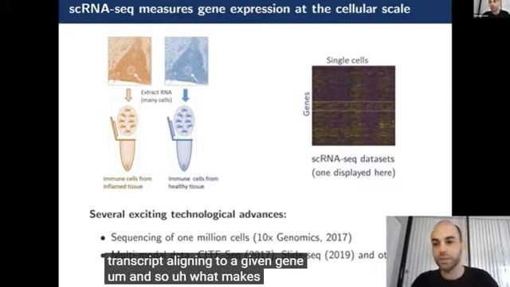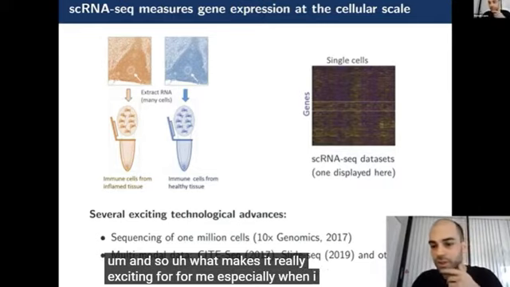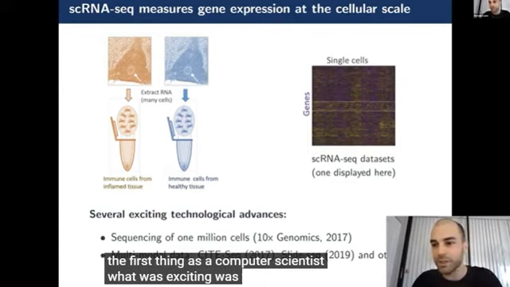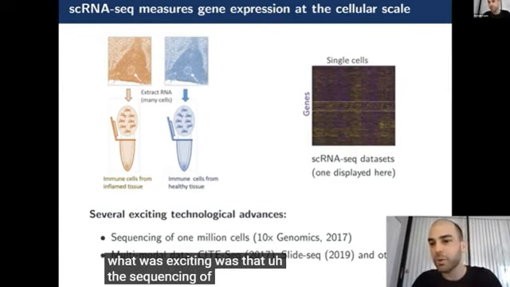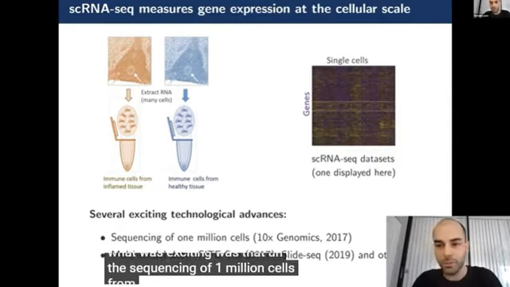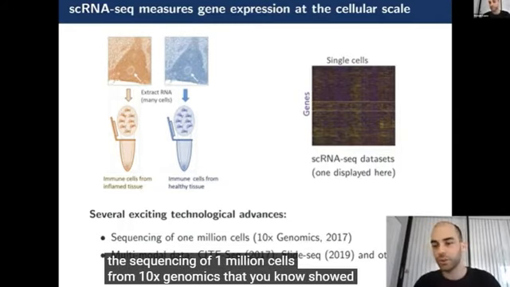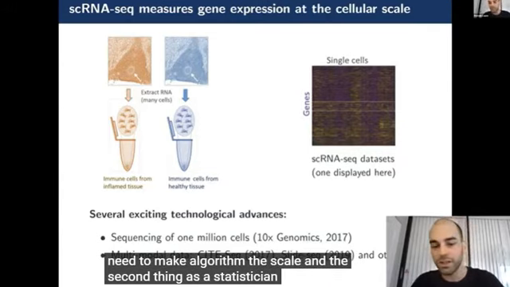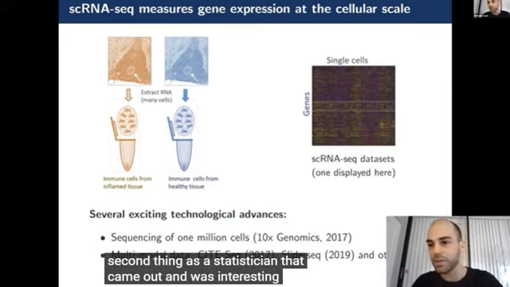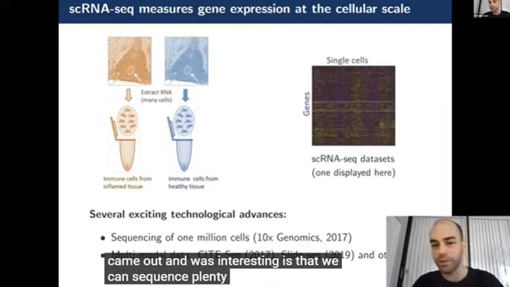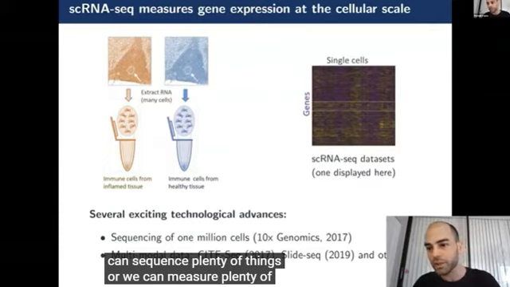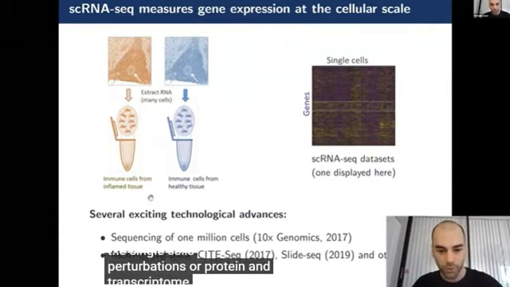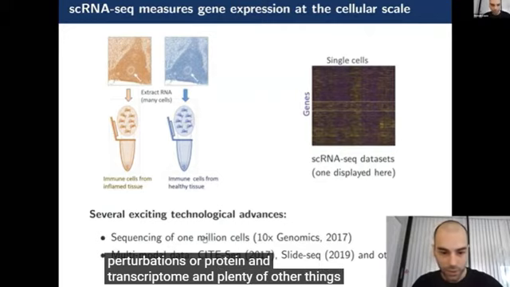What makes it really exciting for me, especially when I started grad school, as a computer scientist, was that the sequencing of 1 million cells from 10x Genomics showed that we needed to make algorithms that scale. And the second thing that was interesting, as a statistician, is that we can measure plenty of things from single cells: perturbations, protein and transcriptome, and plenty of other things.